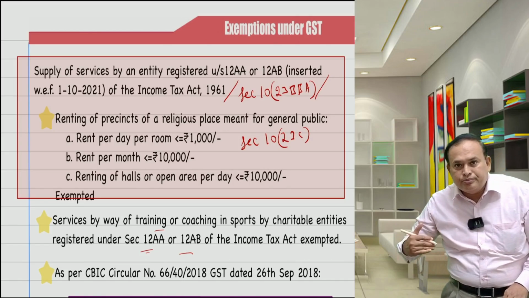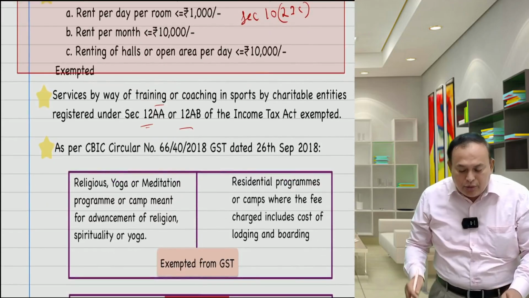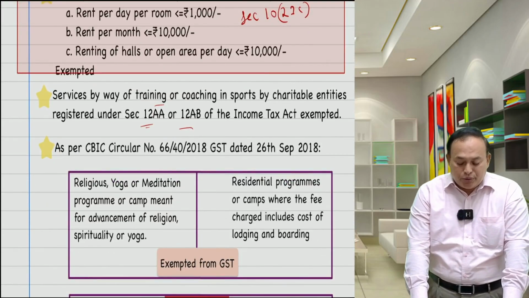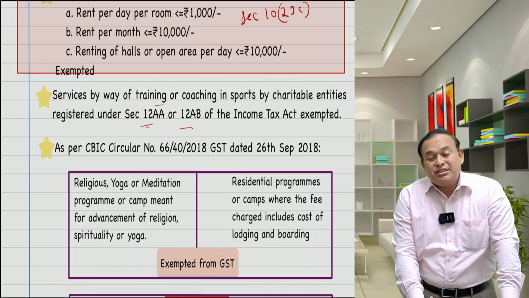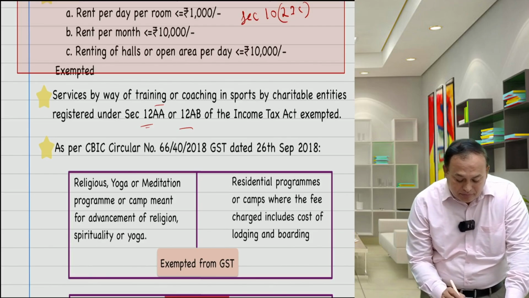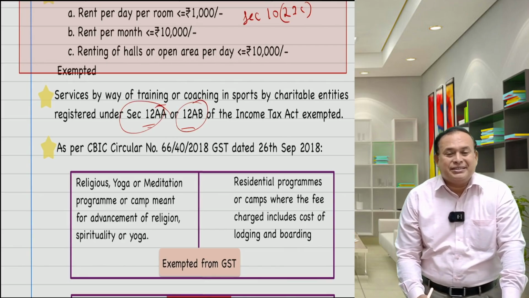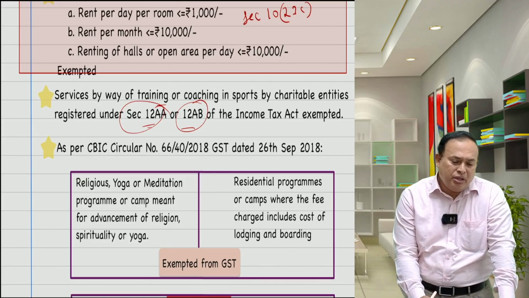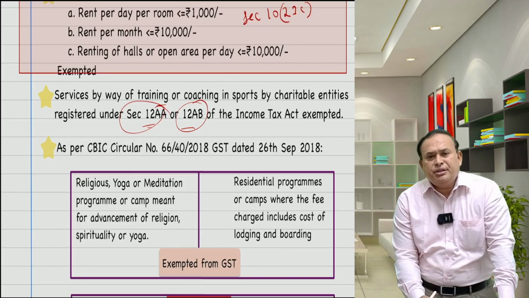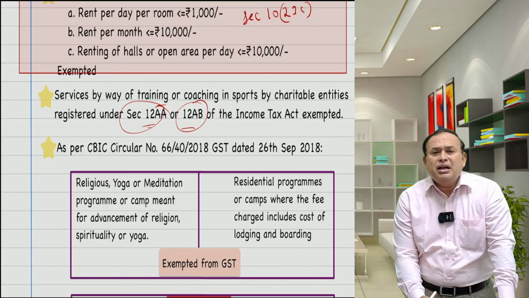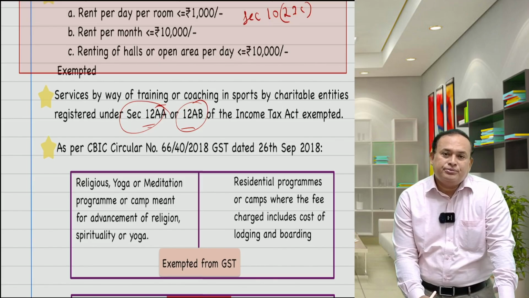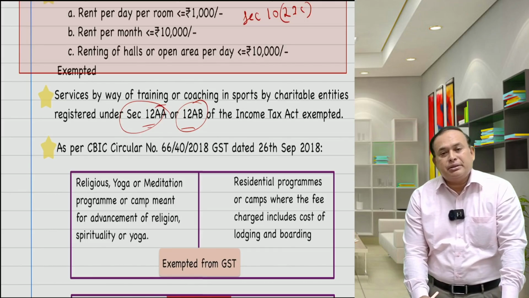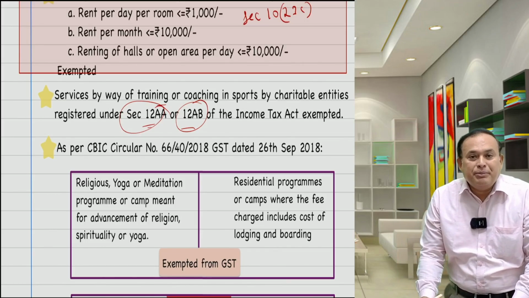You don't come down. When you come here, training, coaching in sports by whom? Charitable entities, 12A, 12AB of Income Tax Act, exempted from payment of GST. For example, Mary Trust, 12A of the Income Tax Act, providing training in sports to Stella Maris College, absolutely exempted from payment of GST.